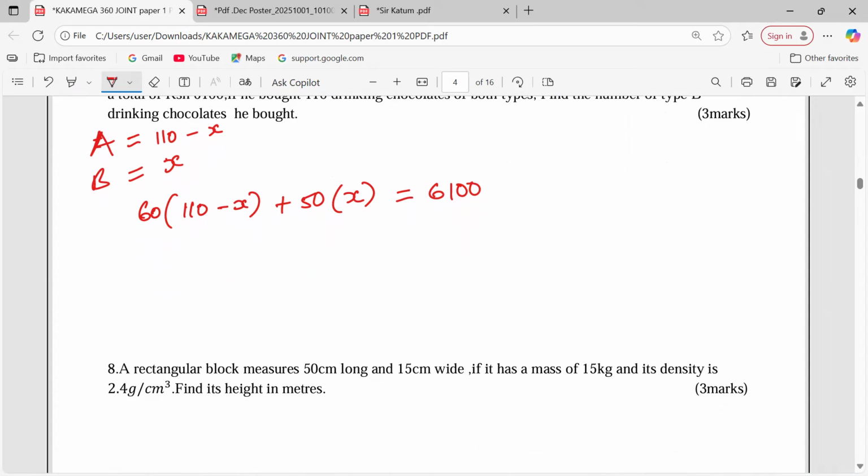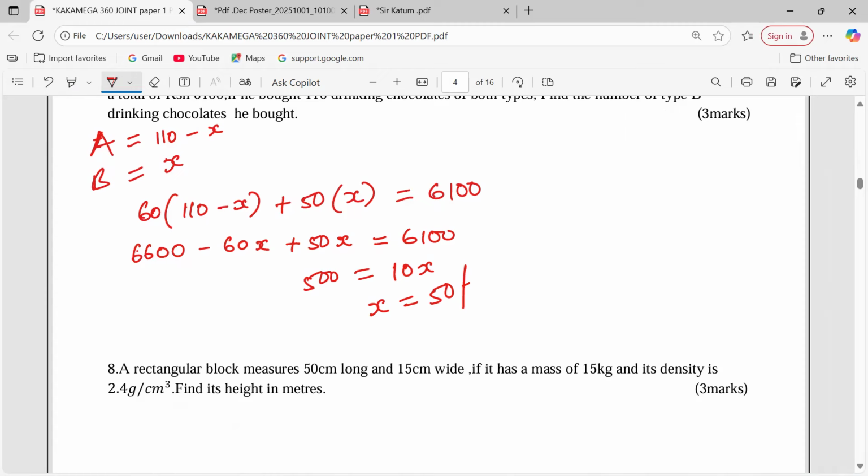You see? So 60 by 110 gives 6600 minus 60x plus 50x equals to 6100. Combining terms together, let's have positive 10x to the right, because negative 60 and 50 becomes negative 10. We make it positive on the right. Then we subtract 6100 from 6600 to give us 500. See, now the value of x shall be 50.